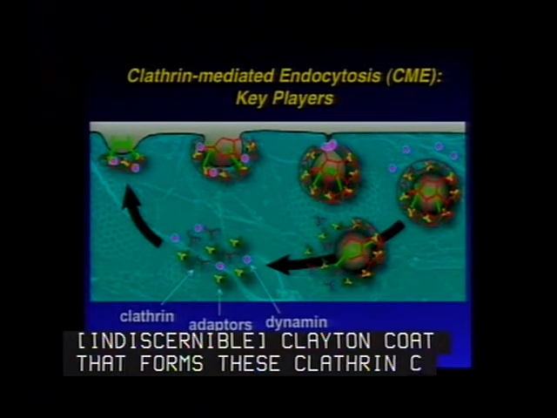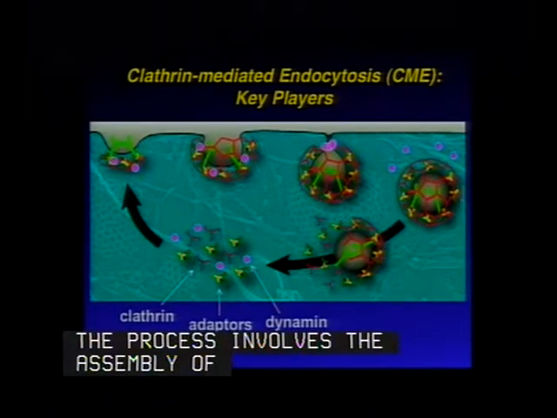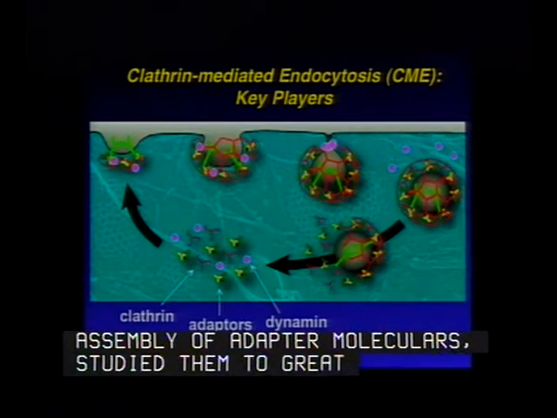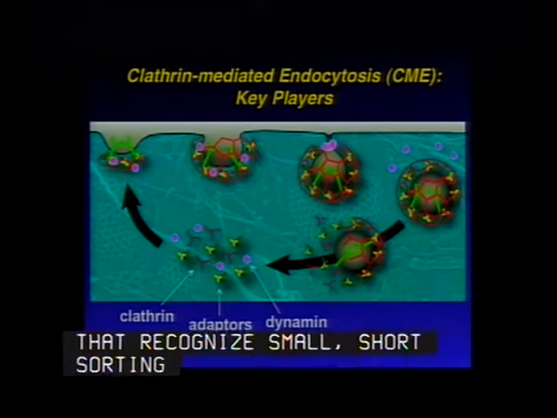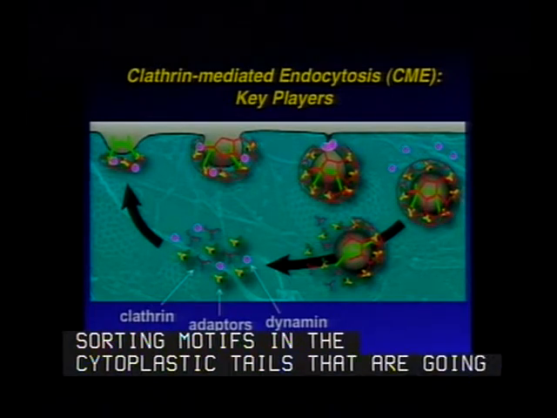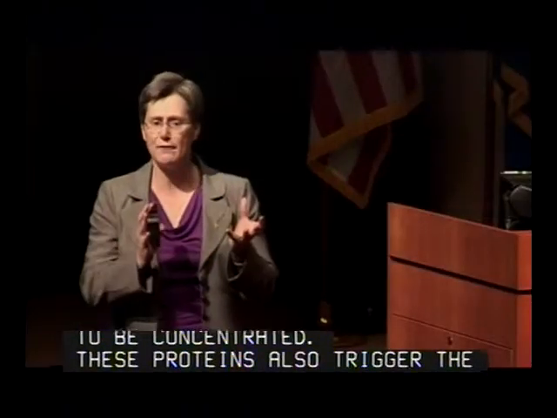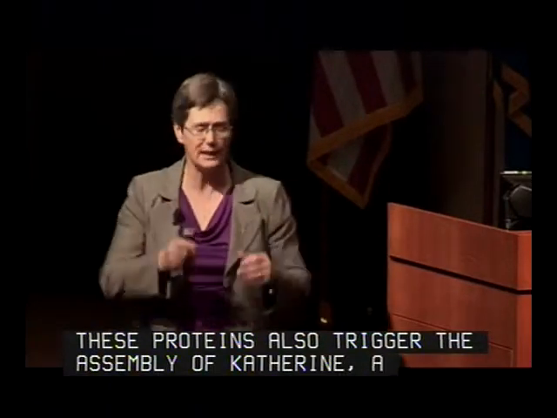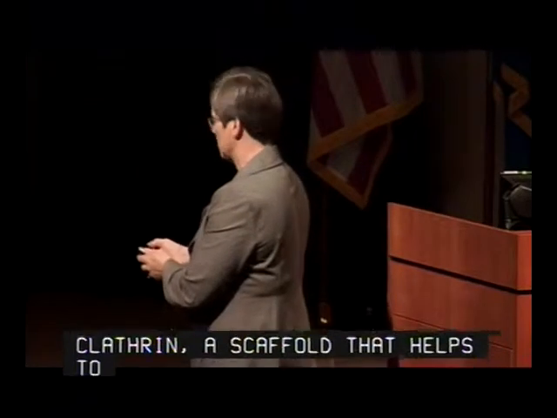The process involves the assembly of adapter molecules, which Juan Bonifacino has studied to great extent, that recognize small, short sorting motifs in the cytoplasmic tails of receptors that are going to be concentrated in coated pits. These adapter proteins also trigger the assembly of clathrin, which is a self-assembling scaffold that forms into a polygonal lattice, helping to generate curvature in the growing vesicle.